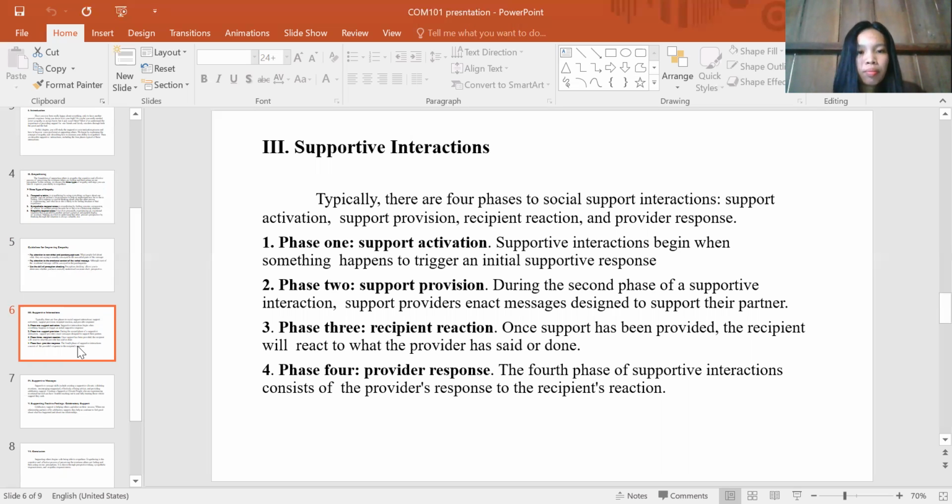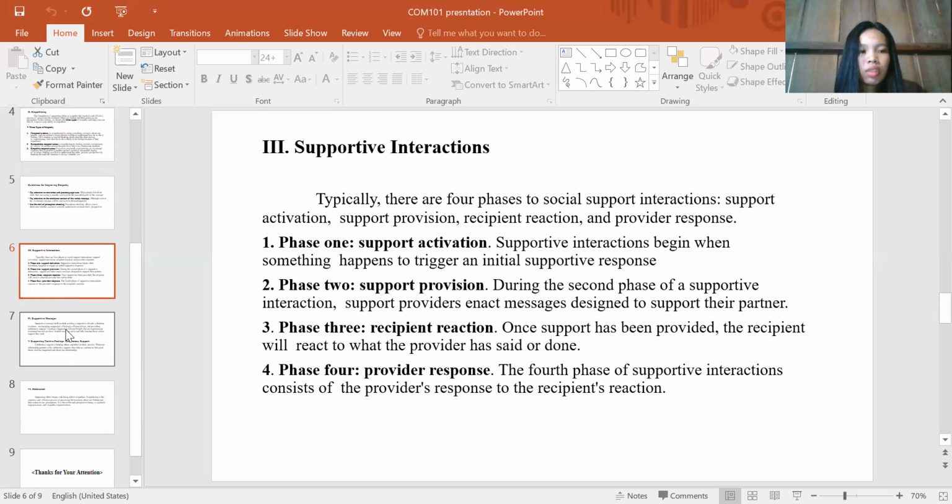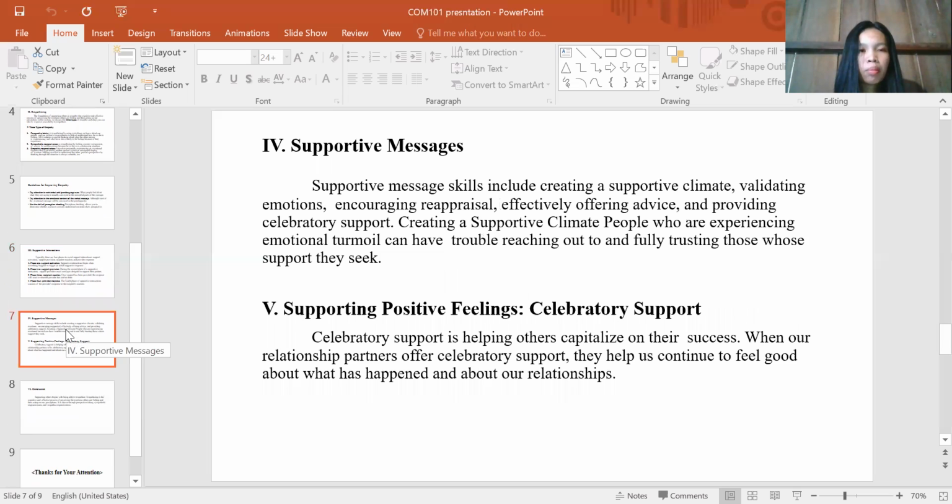Part 3, recipient reaction. Once support has been provided, the recipient will react to what the provider has said or done. And for part 4, provider response. The 4 parts of supportive interaction consist of the provider's response to the recipient's reaction.